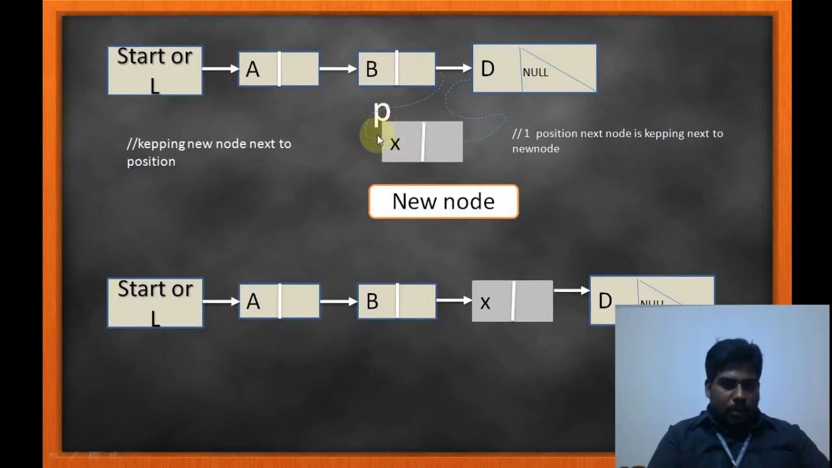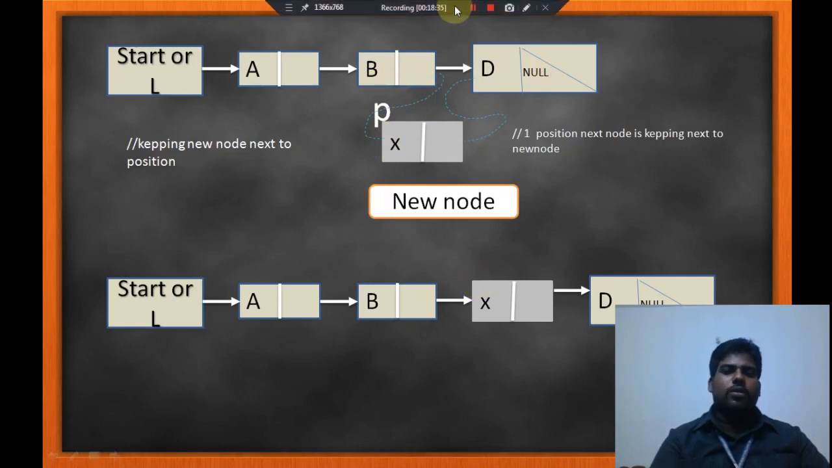So once again I am explaining. First you are creating the new node, then new node data equal to x, you are assigning this value, then new node's next equal to P's next. P means nothing but this node B, this node's next. This link will be generated first, then position next equal to new node, this link will be generated. So after this position the particular value will be added.